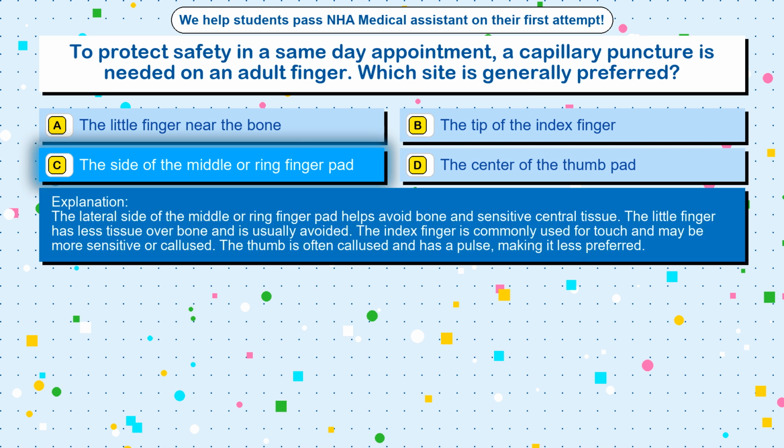The lateral side of the middle or ring finger pad helps avoid bone and sensitive central tissue. The little finger has less tissue over bone and is usually avoided. The index finger is commonly used for touch and may be more sensitive or calloused. The thumb is often calloused and has a pulse, making it less preferred.